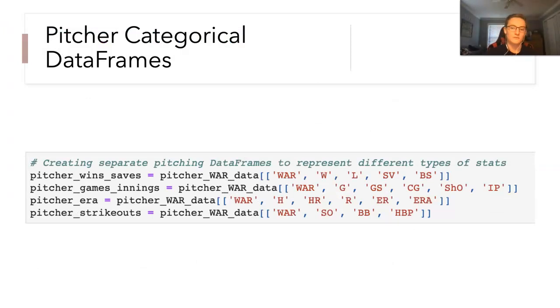With all of those statistics, I thought it would be best to categorize them based on different types of stats. So I made 4 different data frames. One uses wins and saves as the main 2 statistics. I've also got one with games and innings, plus complete games and shutouts, just some extra stats. I've got one with ERA that involves hits and homers, runs and earned runs, and lastly a strikeouts one that also has walks and hit by pitches.